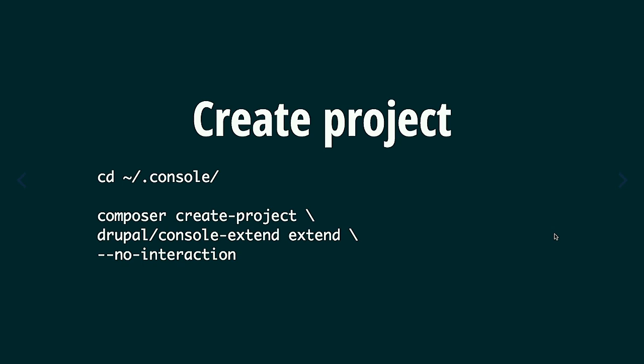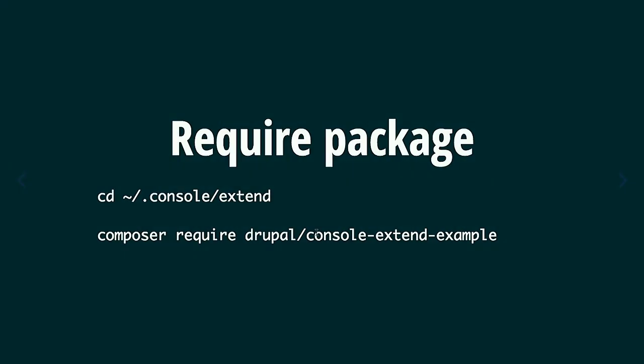And we created a project called console extend. It is a composer template that allows you to have global commands in your system. What you need to do is go to that directory and run composer create-project, use drupal console extend, and give it the extend directory name. This will create a new project for you where you can start running composer require on your standard packages that contain commands. And again, you add commands using composer require.